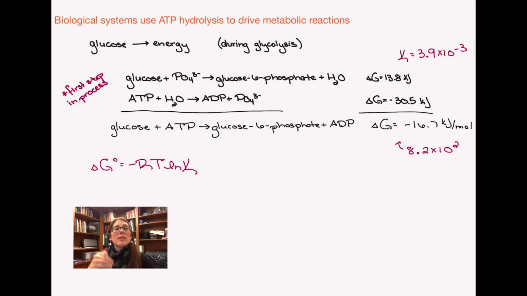So by coupling the reaction, we are now going to have several hundred times more product than we do have reactant, which then we can consume in future processes and further drive that reaction forward. So coupling reactions are incredibly, incredibly important in a variety of situations.